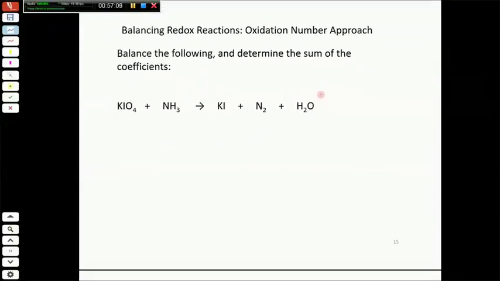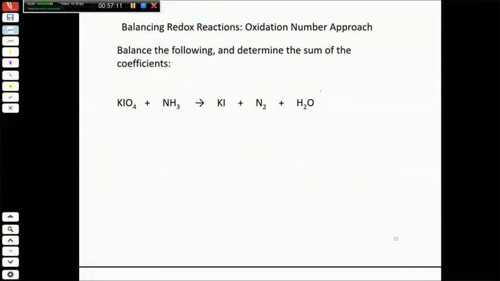We have balancing this one and determining the sum of the coefficients, so a little bit different question in this case. So we have KIO4 plus ammonia going to KI, N2, and water. So we're going to assign oxidation numbers. KIO4 is an ionic compound, potassium periodate. So the potassium is going to have the same charge that it always has in ionic compounds, which is +1.